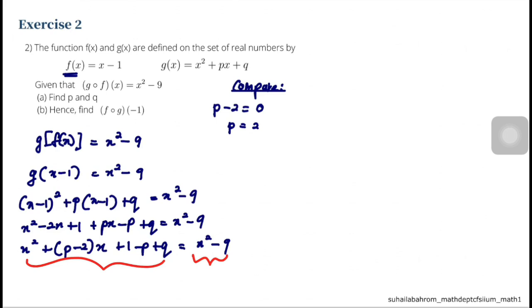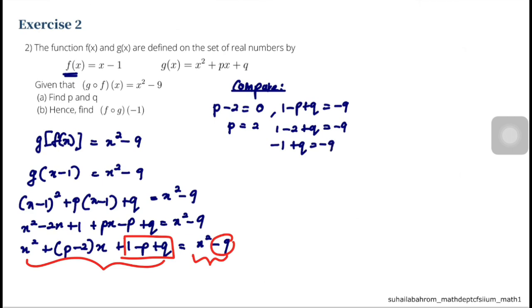So once we get the values of p, of course, we can get the values of q from the last term, which is 1 minus p plus q is equal to negative 9. So we put here 1 minus p plus q is equal to negative 9. Substitute p with 2. So 1 minus 2 plus q is equal to negative 9. Therefore, negative 1 plus q is equal to negative 9. Therefore, you will get q is equal to negative 8.